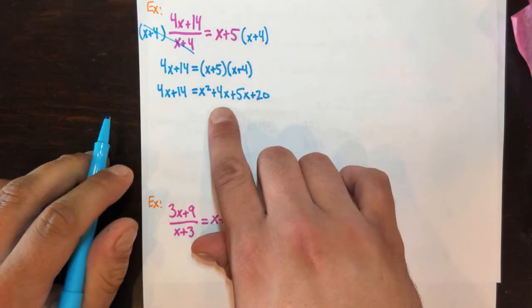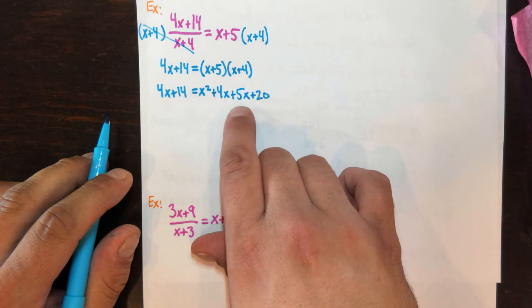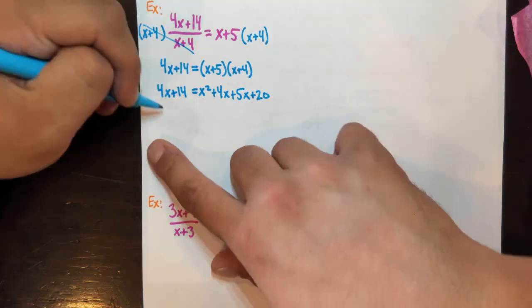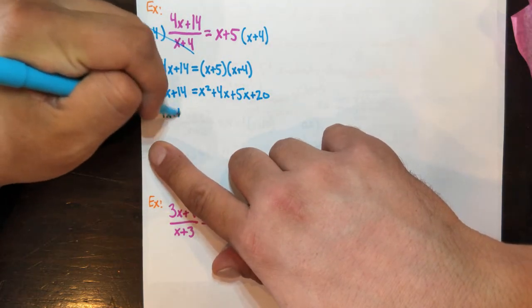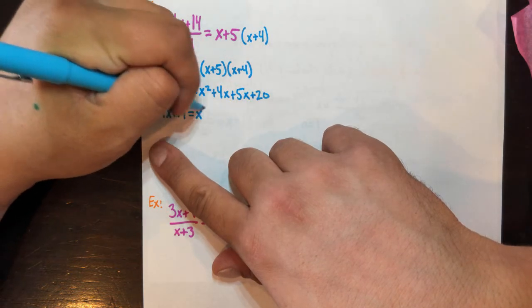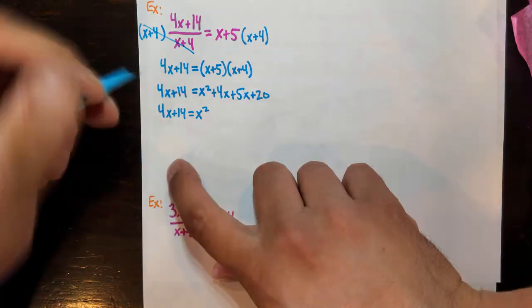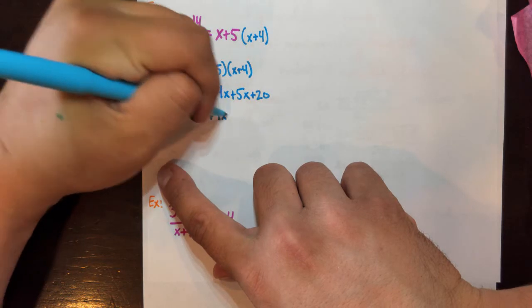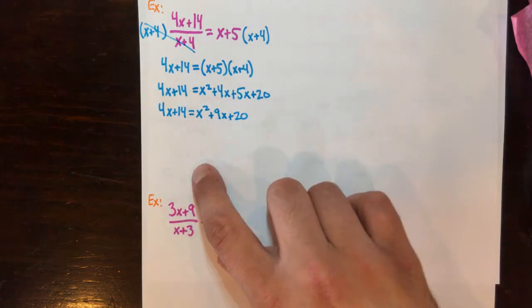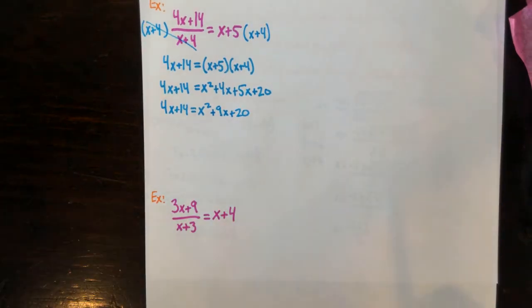Well, now we can combine these like terms. Remember, when we FOIL, we generally have like terms. So let's combine those. So we have 4x plus 14 equals x squared, 4 of something plus 5 of something gives us 9 of those somethings, plus 20. And now to move everything off to one side.